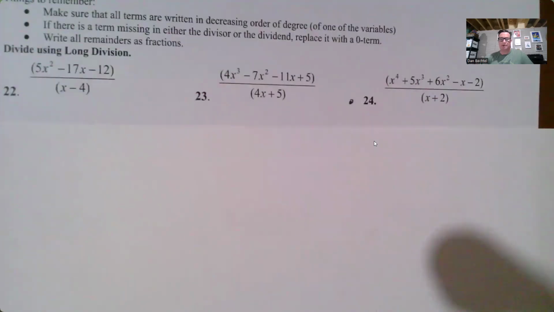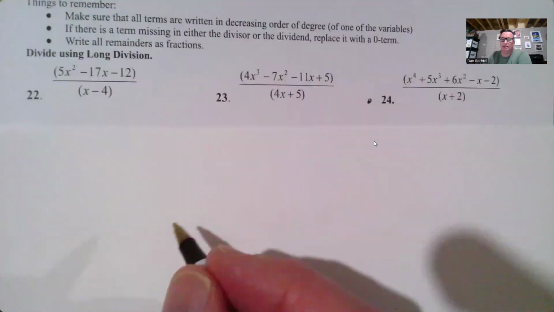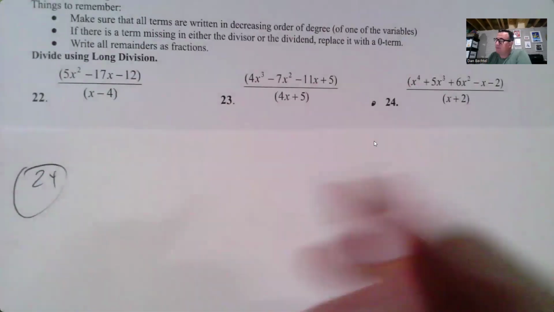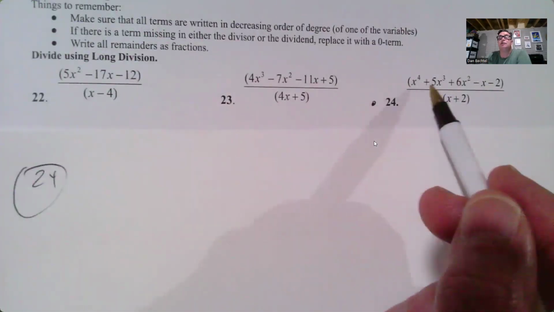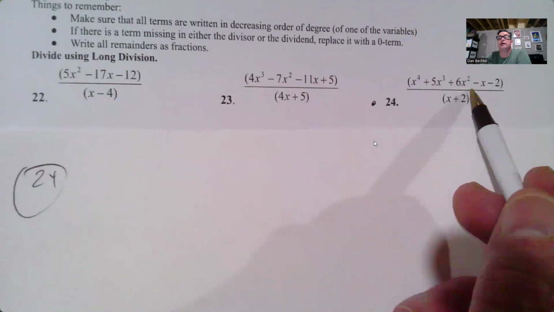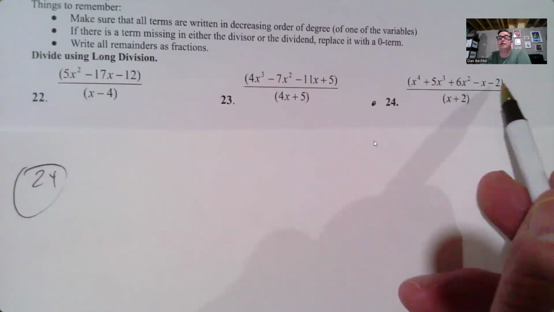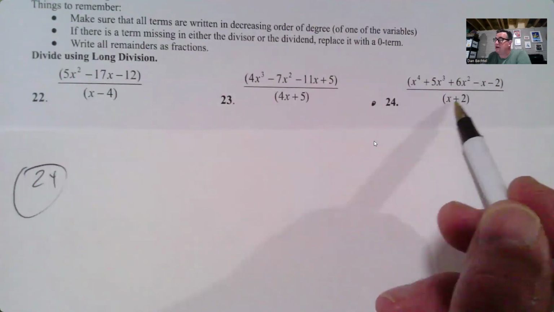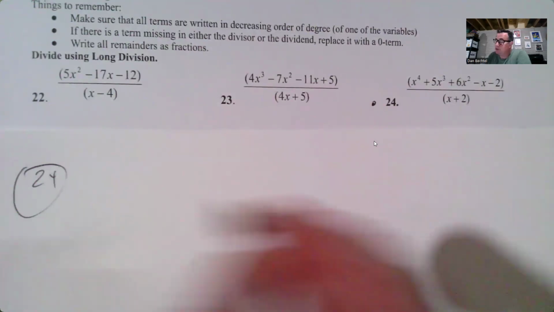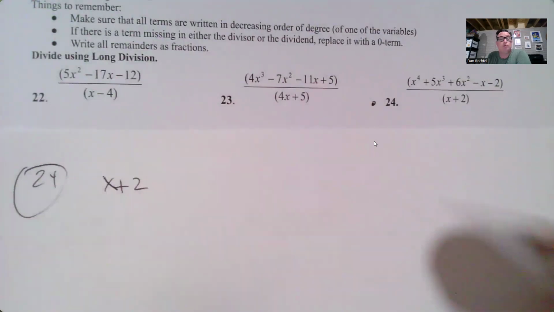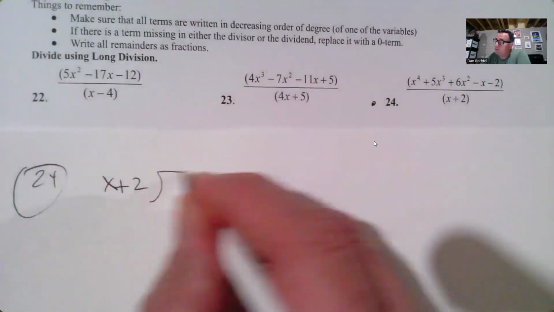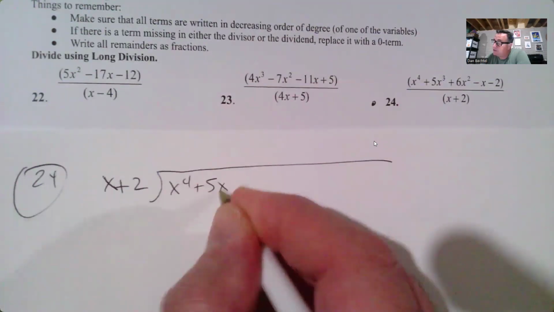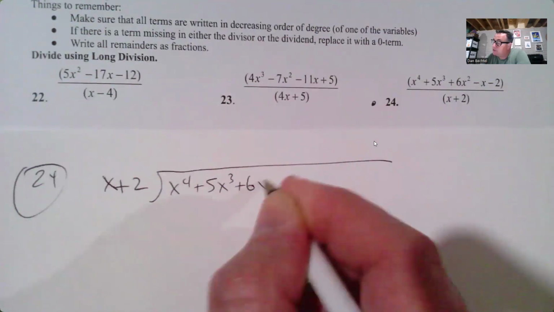So when I set this up, I'm going to use another paper for it because I clearly didn't give myself the space. For problem number 24, we're dividing x to the 4th plus 5x cubed plus 6x squared minus x minus 2. Notice there's no gaps in that at all. We're just going to write them out, divided by the binomial x plus 2. So when it's long division, put the x plus 2 out, and all of this on the inside: x to the 4th plus 5x to the 3rd plus 6x squared minus x minus 2.